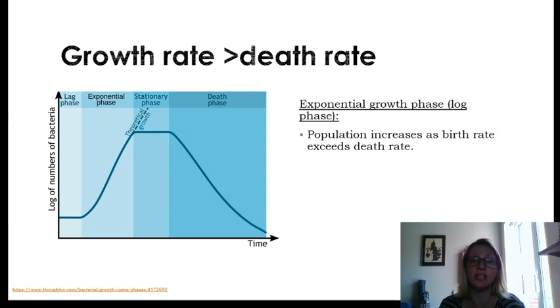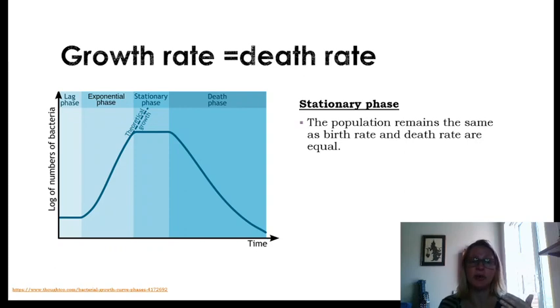Once they get established, then they can go into that exponential growth phase. The exponential growth phase, otherwise known as the log phase, is this phase here where you get a really steep increase in the population. They've become acclimatized, they've got used to their surroundings, their habitat, and their reproductive rate is now very high, much higher than the death rate.